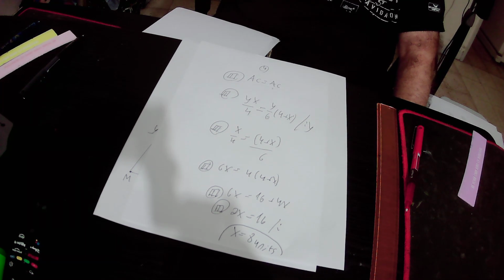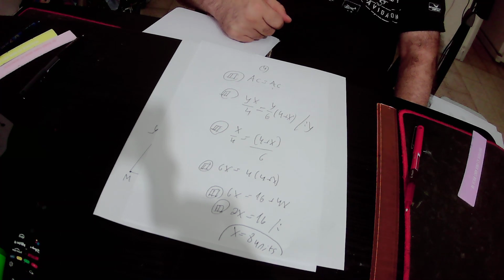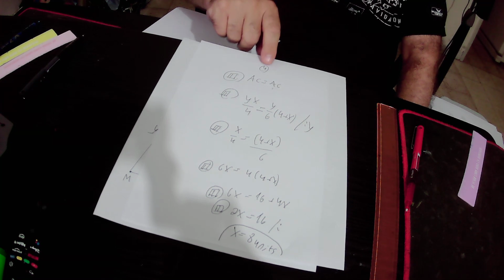The value of x is 8 units according to the second method.